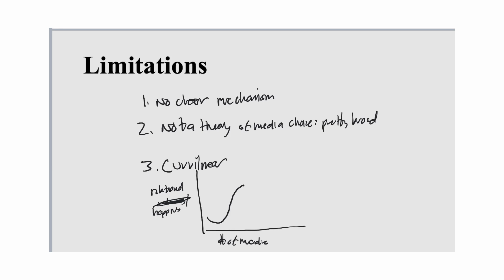Okay, so we add media. The more media we add, it starts to get cool. We feel happy and stuff. So when we say something is curvilinear, what happens is it goes up, but then it starts to reach a point where it's too many, and then it starts to go down, okay? So the idea is that relational happiness starts to go up, and then it starts to go down as more media get added to the situation.